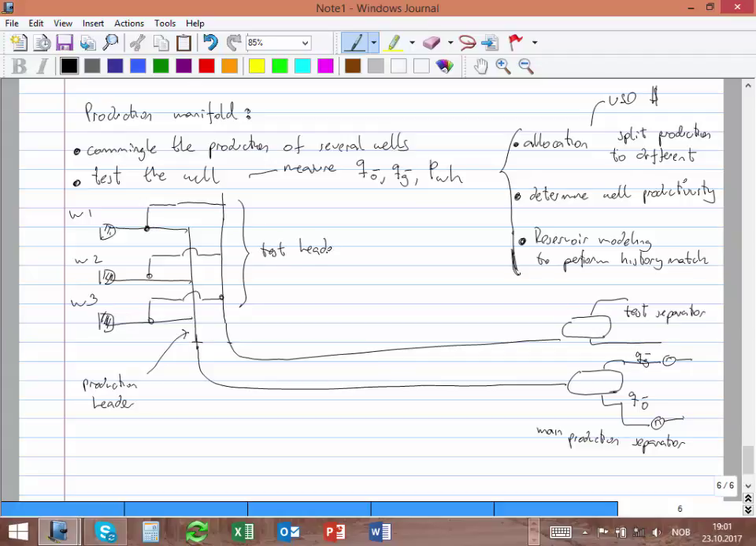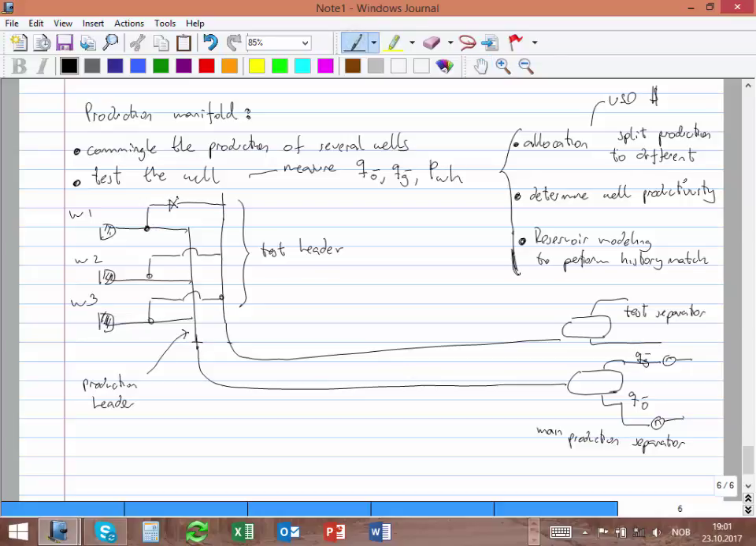But I'm missing something, okay? What am I missing in my drawing to make this thing work? Now well one is connected to both. Well two is also connected to both. But I need something to control when to send well one to test and when to send well two to test, etc. What do I need? A valve, okay? Where should I put the valve?